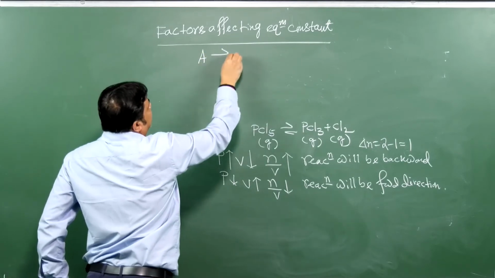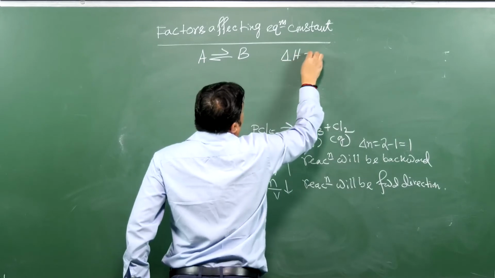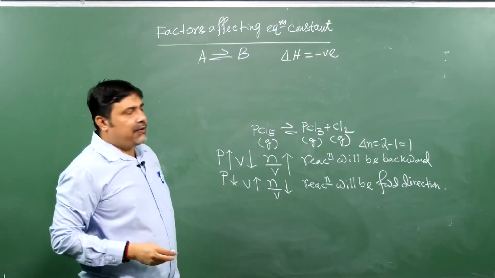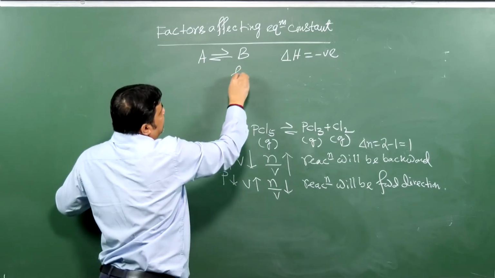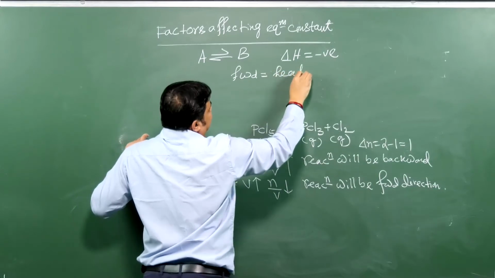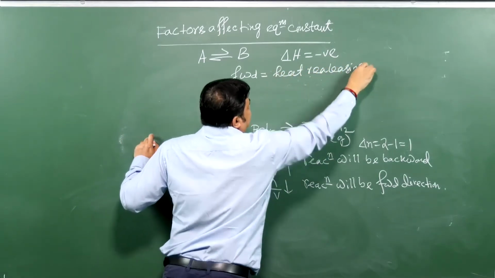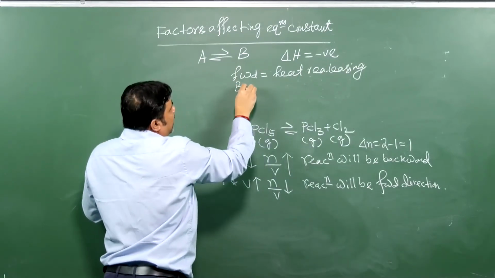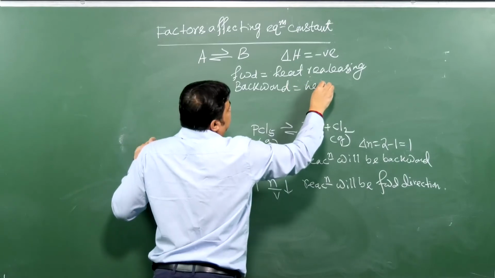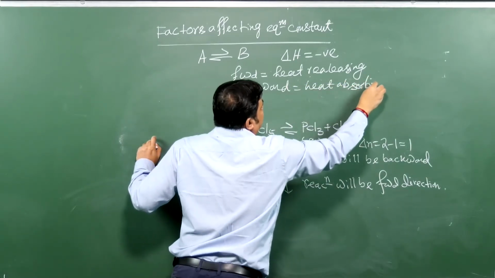Suppose there is a reaction where A is converting to B. For the forward reaction, delta H is negative. That means heat is releasing. Forward reaction delta H negative means heat releasing. If the forward reaction is heat releasing, then from thermodynamics we know the backward reaction will be heat absorbing.